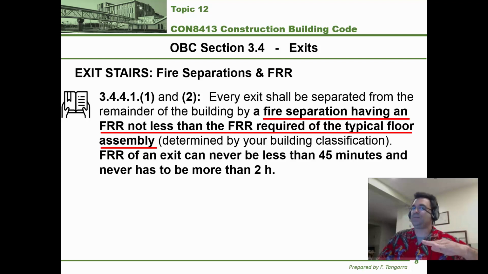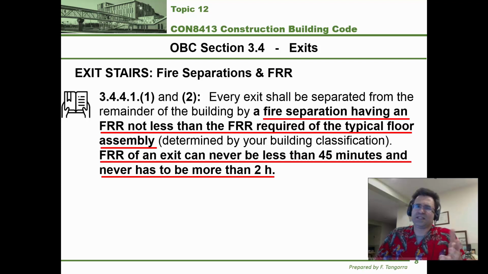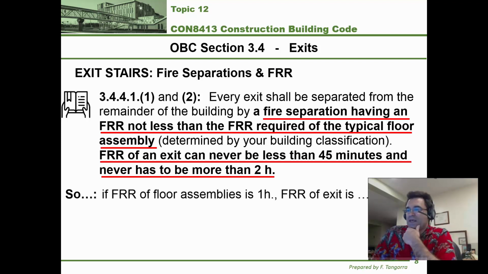Not only must it be at least what the floor FRR is, but it cannot be less than 45 minutes. And it doesn't need to be more than 2 hours. So the reason this is important is, well, for a number of reasons, which we'll touch on in a moment. But let's play around and see basically how this affects us. So let's do a silly example.